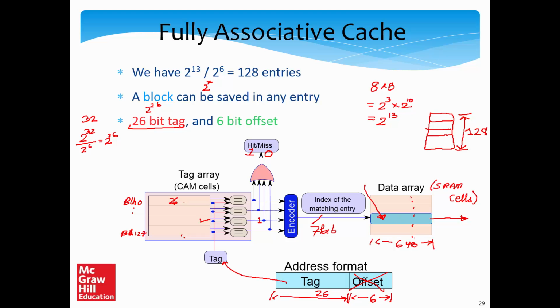So in any case, we are doing lookup. So our aim of the lookup stage is to indicate in which entry of the data array does the memory location's value exist. All right.